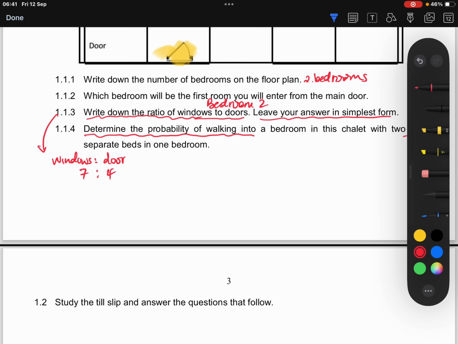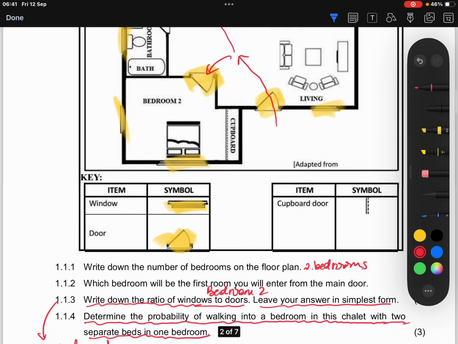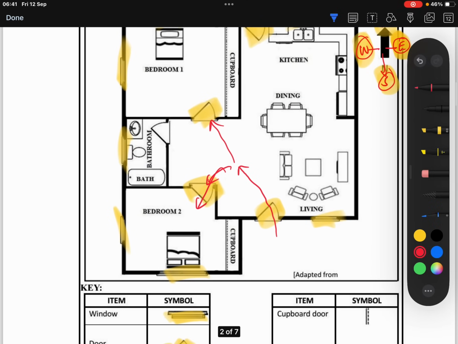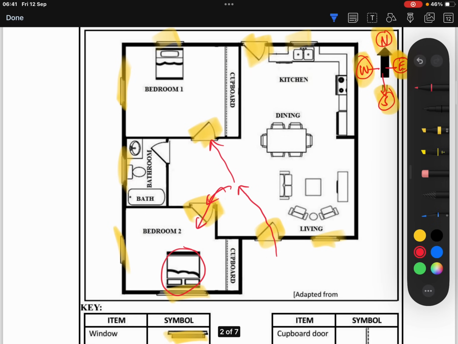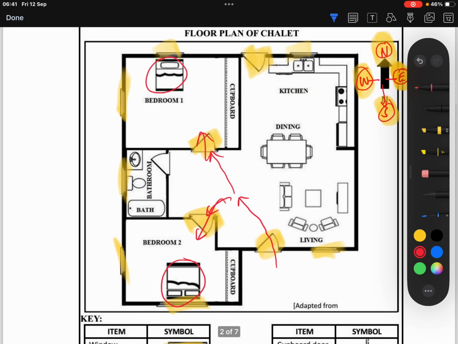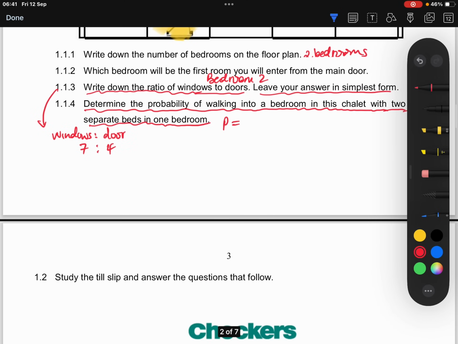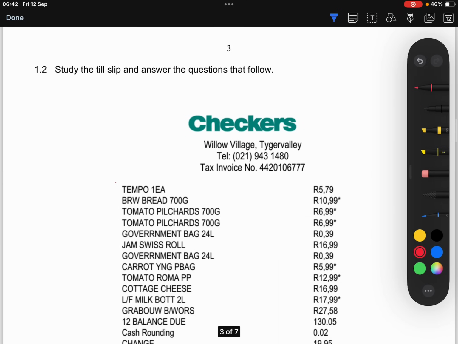Now it says determine the probability of walking into a bedroom in this chalet with 2 separate beds in 1 bedroom. What are the chances of walking into a room and seeing 2 beds? You see, there's 1 bed. Walking into that room, there's 1 bed as well. So there are 0 chances. The probability of getting the 2 beds is 0 out of how many chances? 2, because there are 2 rooms, right? Which is 0%. That means it's impossible to see a room with 2 separate beds.